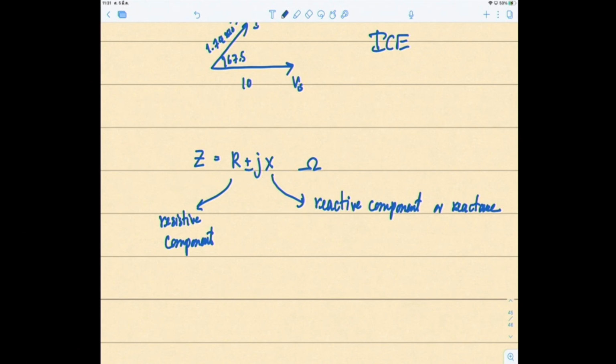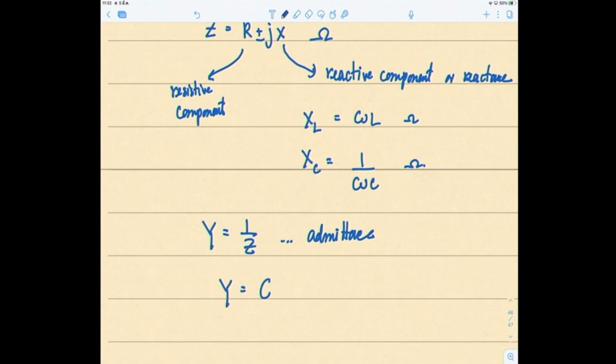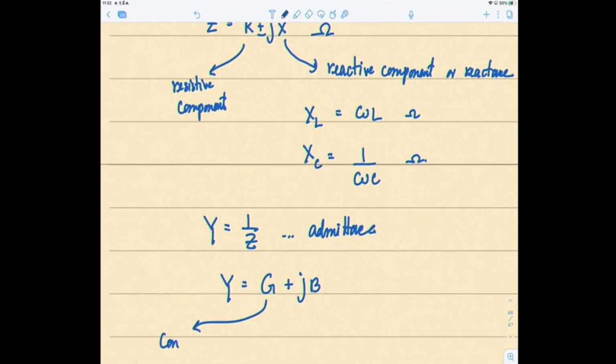So XL, the reactance for an inductor, is equal to omega L. And XC, in ohms, is 1 over omega C. If you take the reciprocal of the impedance, it's called Y. This is called the admittance. The admittance consists of the real part and the imaginary part also. G is called the conductance, and B is called the susceptance.